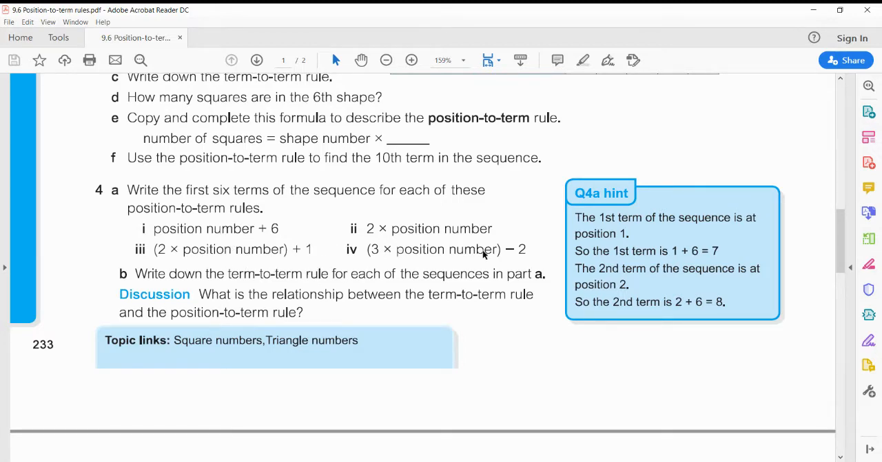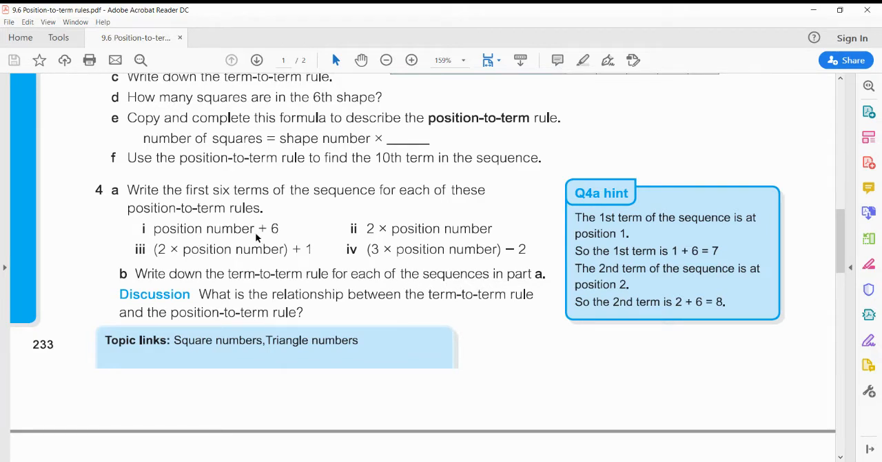And this one, 3 times the position number, take away 2. 3 times 1 makes 3, take away 2 makes 1. 3 times 2 makes 6, take away 2 makes 4, and so on and so on. You'll get the full answers to these in the attached document. And then write down the term-to-term rule for each one of the sequences.